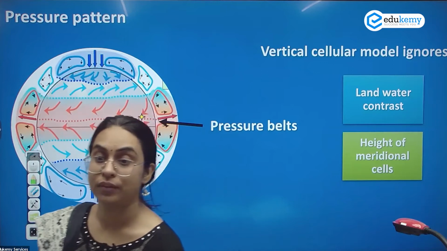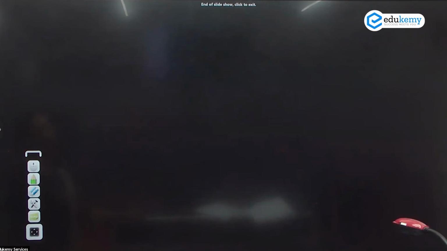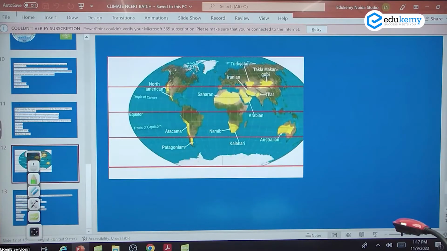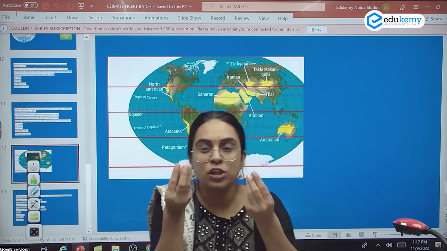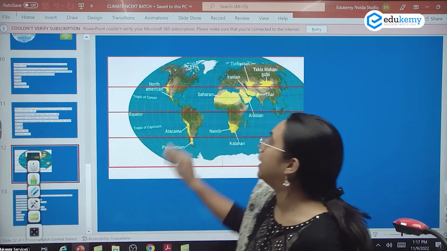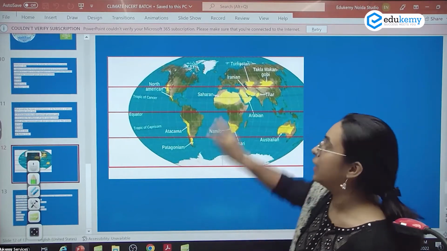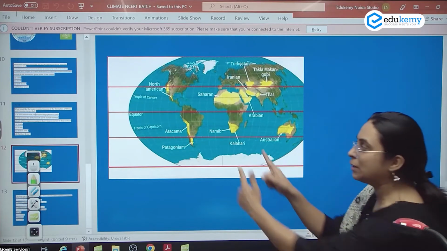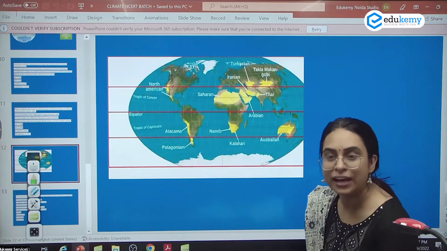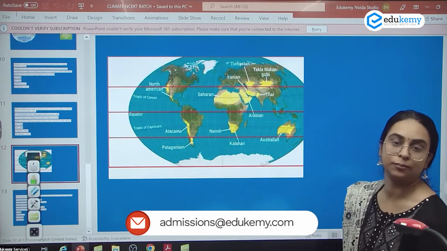But in reality, there are no pressure belts. In reality, there are pressure cells. I think I forgot to attach that. In reality, you will understand there are small pressure cells. आपके land पे कुछ pressure cells होते हैं, आपके वाटर पे कुछ प्रेशर सेल्स होते हैं. तो रियलिटी में बेल्ट्स नहीं है बहुत ज्यादा. रियलिटी में बेल्ट्स इक्वेटर के पास है. रियलिटी में बेल्ट पोलर रीजन के पास है.